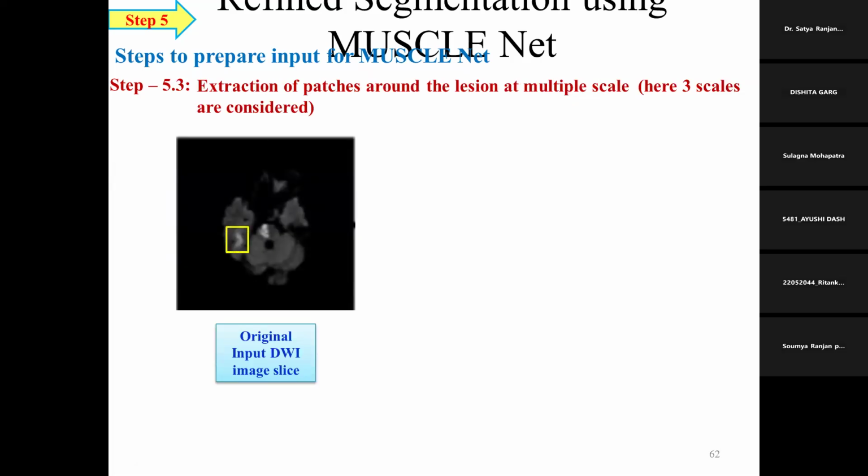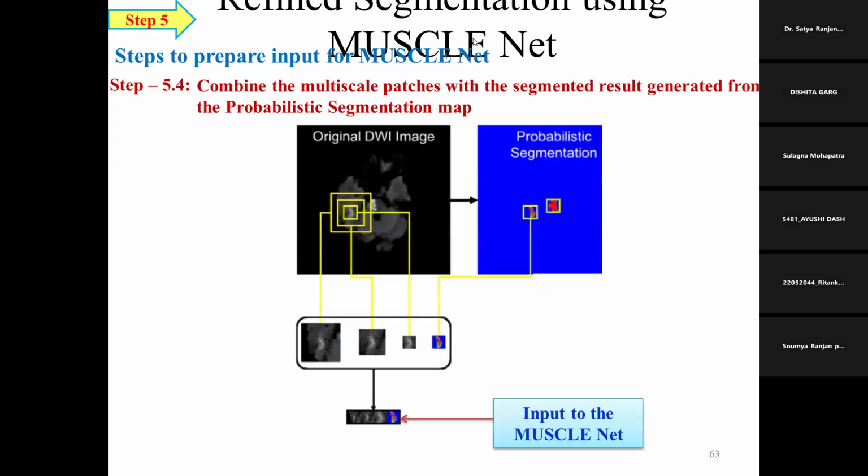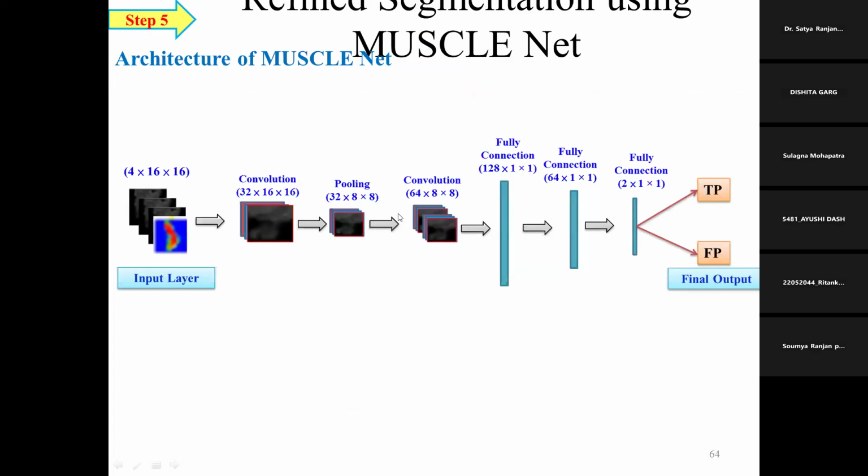For example, from each lesion, with different sizes, these 3 patches they will give to the MuscleNet to find out whether it is a true positive or a false positive. So they combine the multi-scale patches along with the probabilistic segmentation. Then together they go to the MuscleNet. Then this is the MuscleNet layer. It is just like a classification layer. Finally, it can say this image is a true positive or false positive.